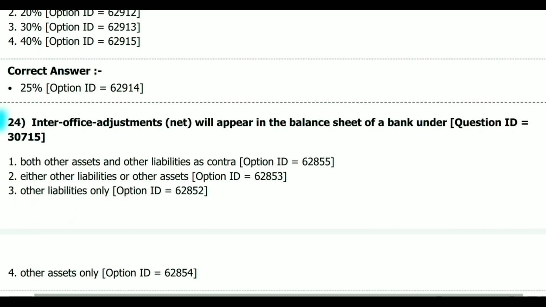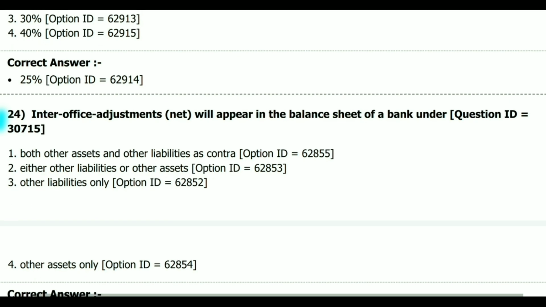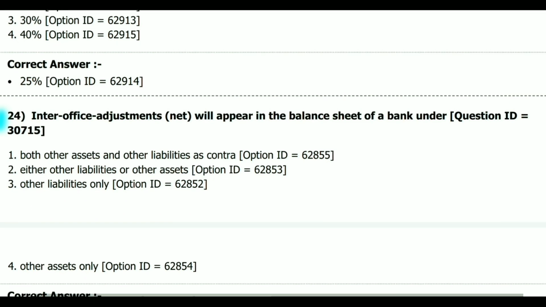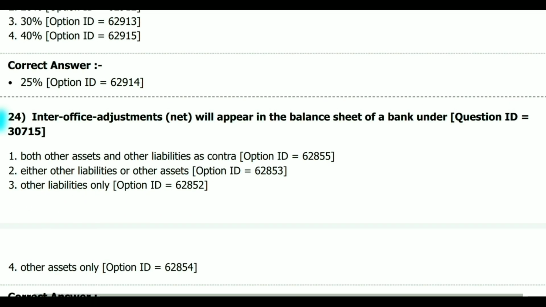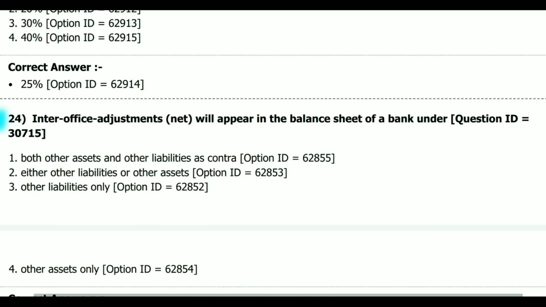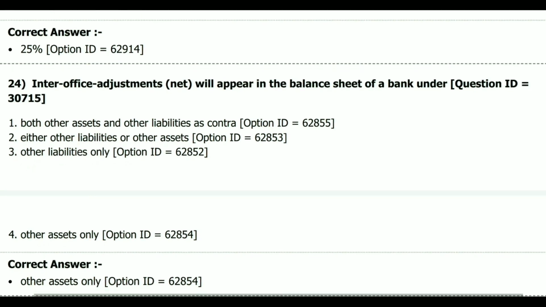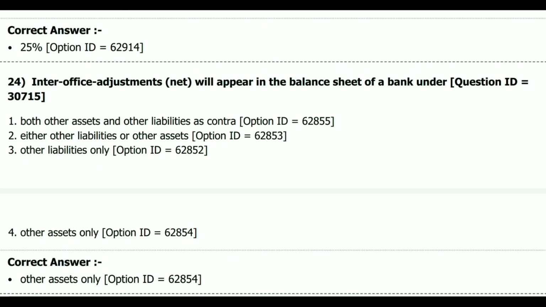Next, inter-office adjustments will appear in the balance sheet of a bank under, options: both other asset and other liabilities as contra, either other liabilities or other asset, other liabilities only, other assets only. The answer is other assets only.